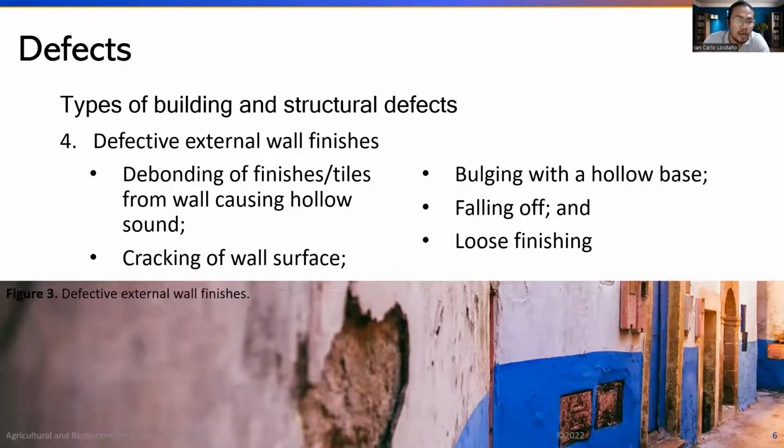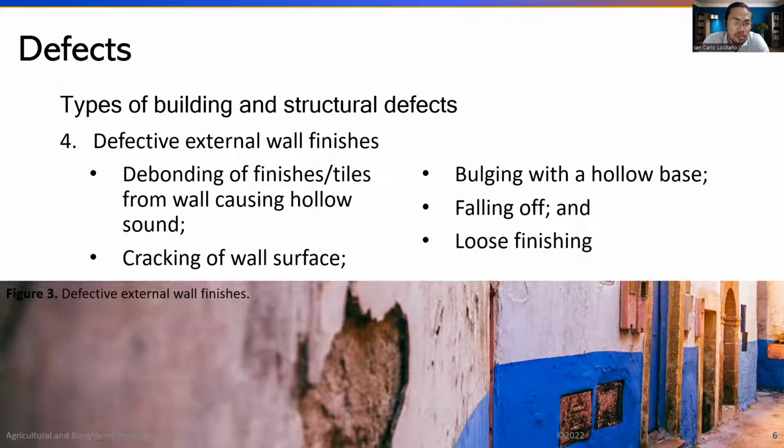Last but not the least, you have defective external wall finishes. Probably this is the least, along with the non-structural cracks. This is one of the least of concerns, and probably the very least of concern, because that would only involve finishing the wall again.